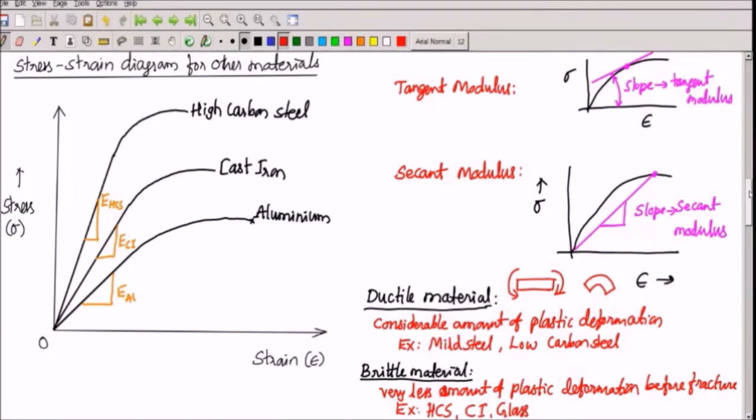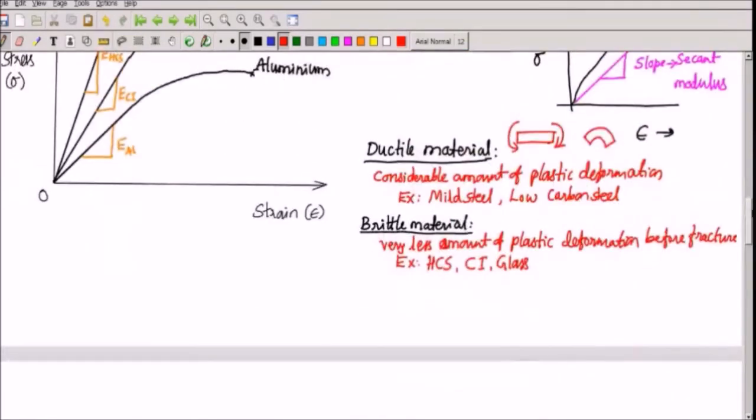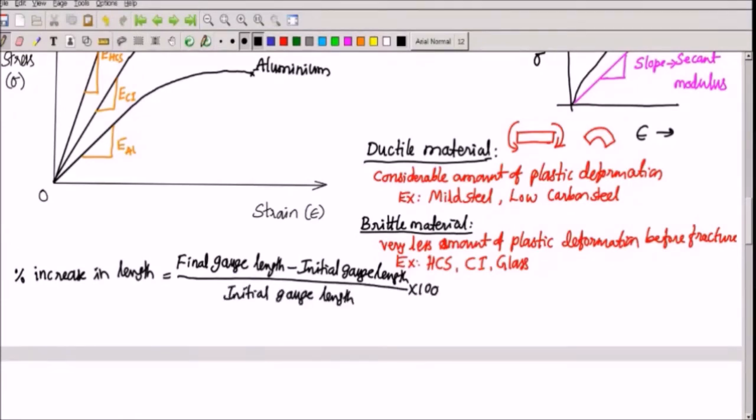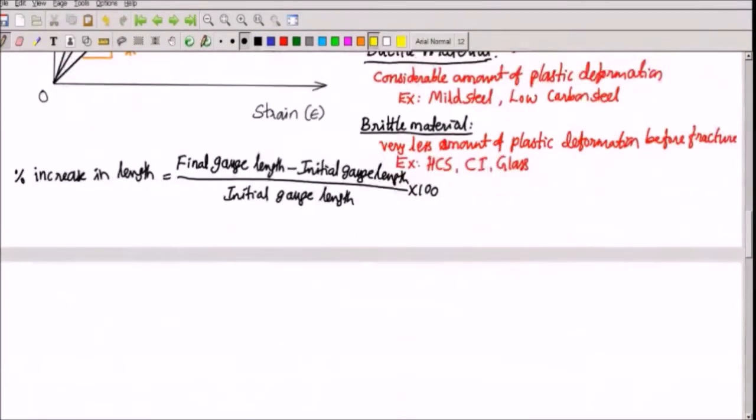After conducting a tension test, we measure two parameters. One is called percentage increase in length. We measure this after the fracture point. We keep the specimen, join the broken pieces, and measure the length. What is the final length? Based on the final length, we'll find out this percentage increase in length. The formula used for this calculation is final gauge length minus initial gauge length, divided by the initial gauge length, expressed in terms of percentage, so into 100 will be there. This is called percentage increase in length. Ductile materials will have more percentage increase in length.